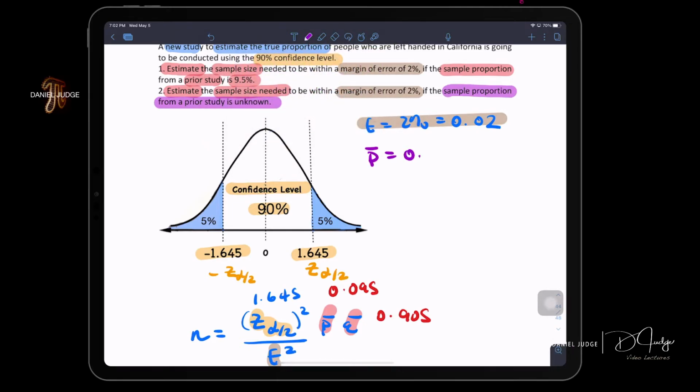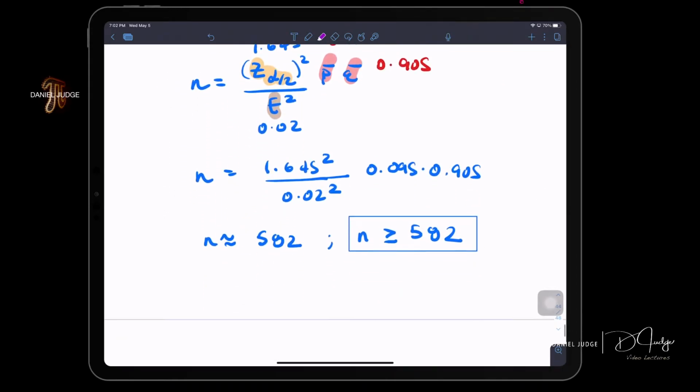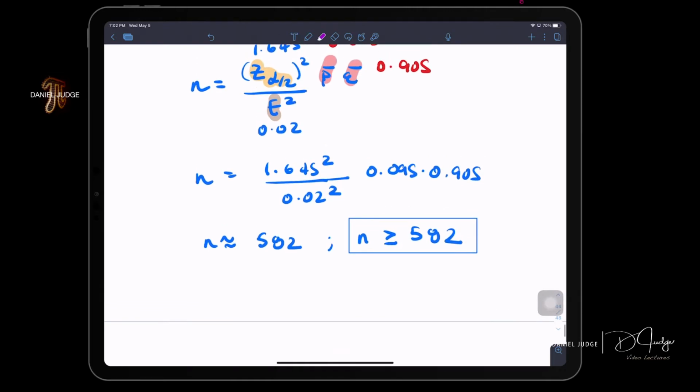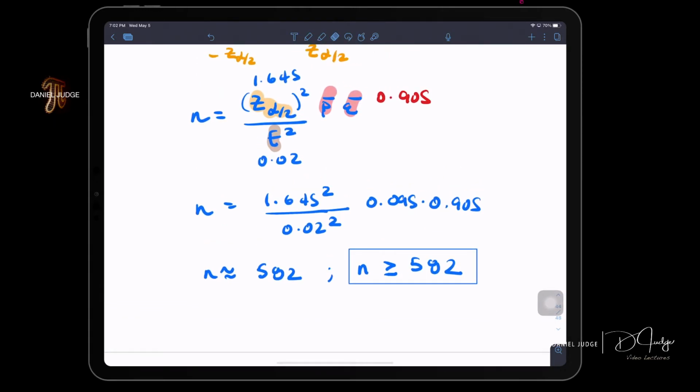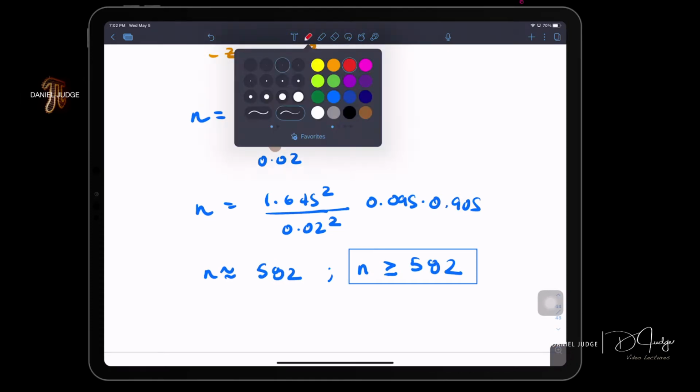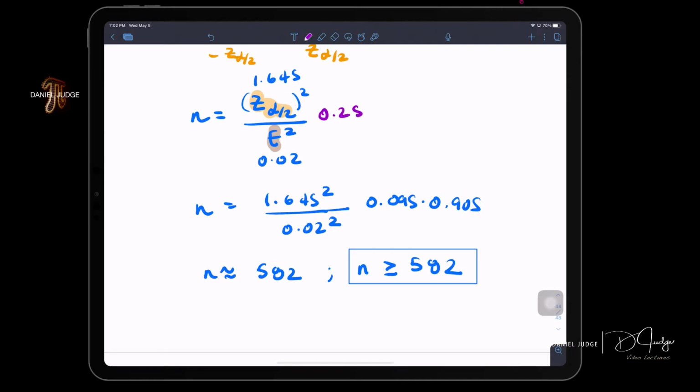p hat is 0.5, which means the complement is 0.5, which means the product is actually 0.25. So that portion now gets replaced with 0.25. So you say, what portion is that? Well, right here, we're going to erase this. This portion, by formula, is 0.25. So we get rid of that. Multiply by 0.25. That's going to give you a different sample size.